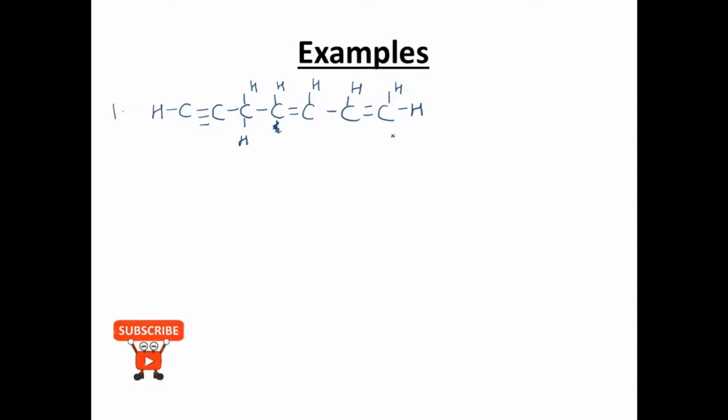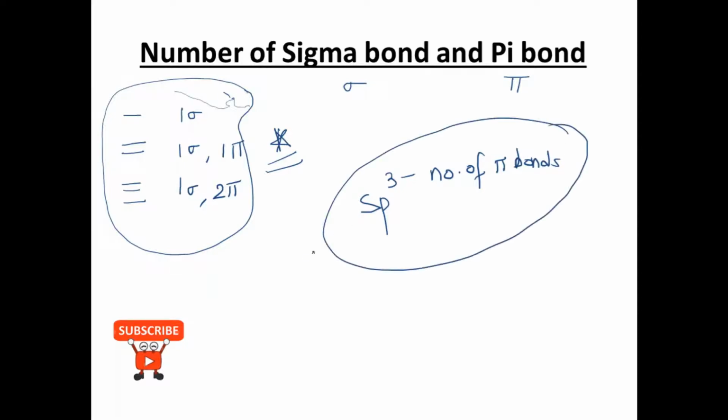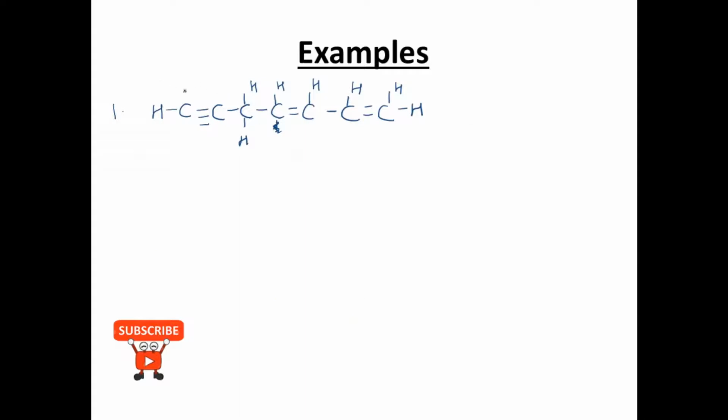Now before we move on, I tell you the trick. What is my trick? You have to see the carbon, and the trick is sp3 minus number of pi bonds. Just remember this trick and crack all the questions. This is the trick, sp3 minus number of pi bonds. Now we shall first see how many pi bonds are there in each and every carbon atom. In this particular carbon atom, there's a triple bond. So in triple bond, there are 2 pi bonds.